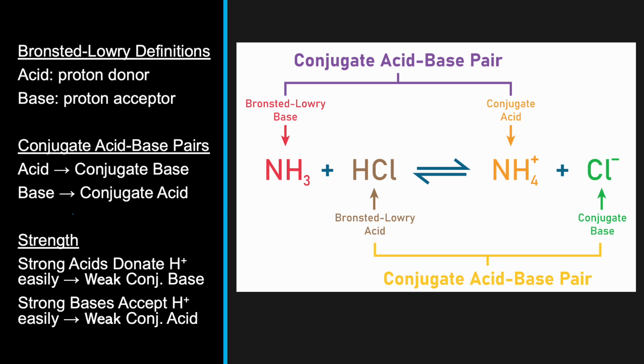So conjugate acid-base pairs differ by just 1 proton. And we can use this idea to talk about strength. So if an acid donates H+ easily, then its conjugate base is going to be weak because it has very little tendency to take that proton back. Likewise, if a base accepts H+ easily, its conjugate acid is going to be weak. So strong acids form weak conjugate bases and strong bases form weak conjugate acids.